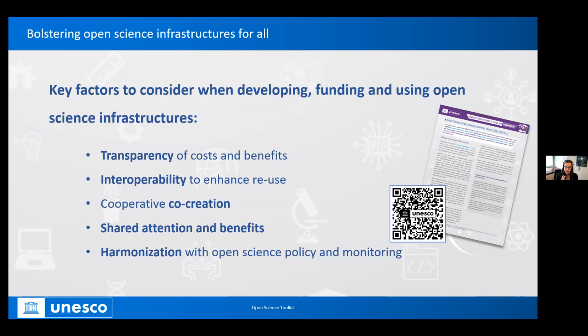So infrastructures are incredibly important, not just in terms of them being platforms for sharing information, but also platforms for monitoring certain policies or impacts of certain actions.